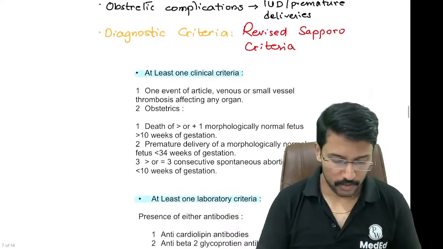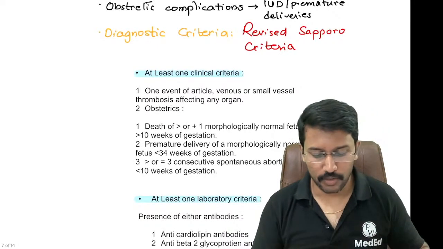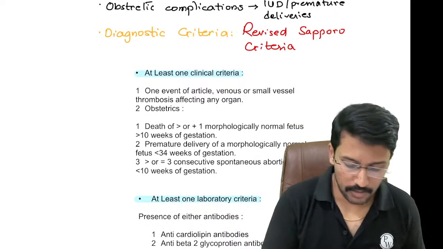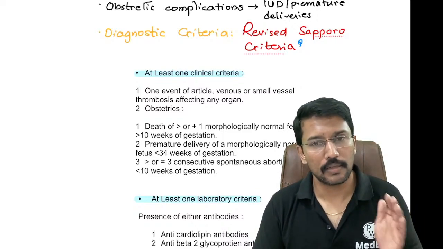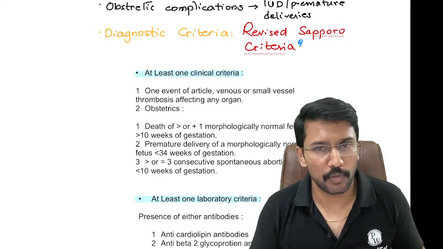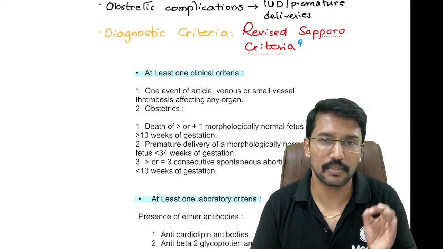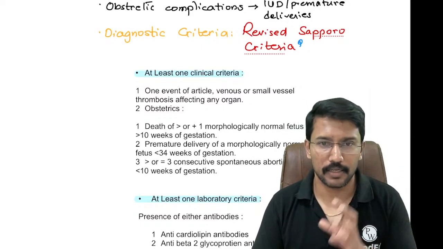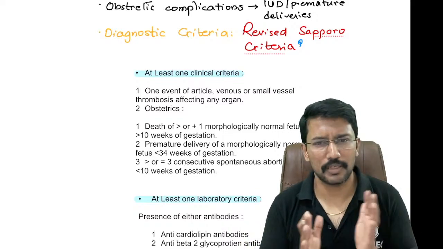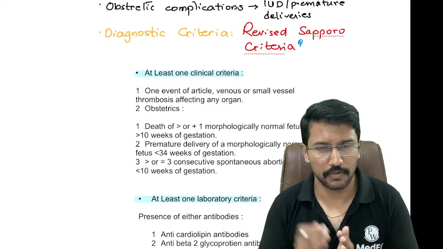Okay. Now how do we diagnose? The diagnostic criteria is called the revised Sapporo criteria. The name is an important MCQ point. What is the diagnostic criteria for the antiphospholipid syndrome? The name of the criteria is revised Sapporo criteria. So there are two criteria here. The first one is clinical. The second one is laboratory. What is laboratory? Basically looking for antibodies, which we will discuss.